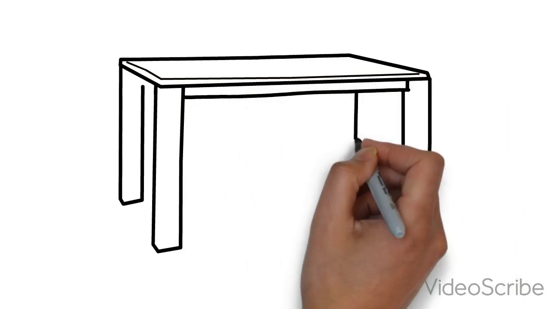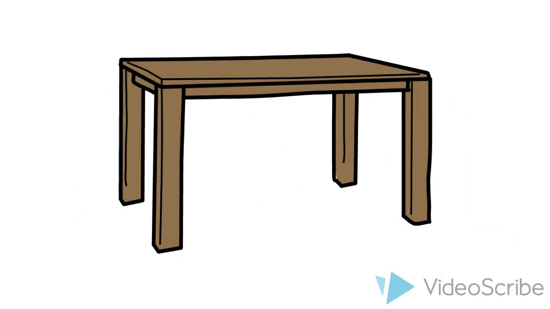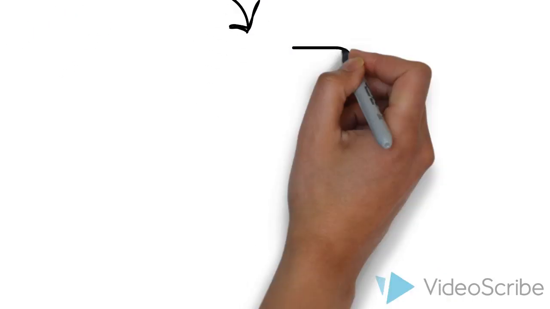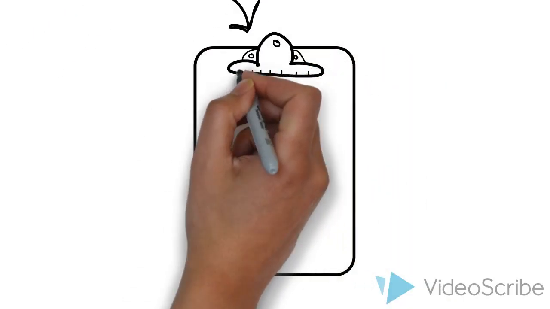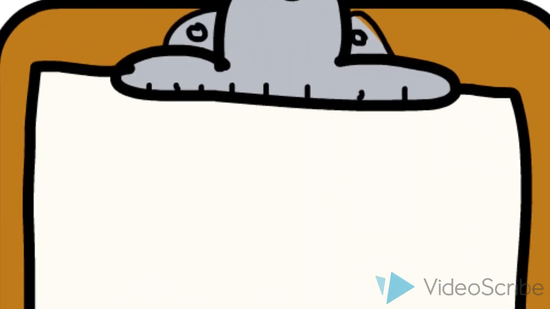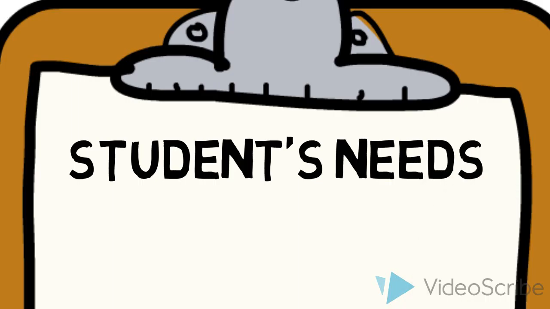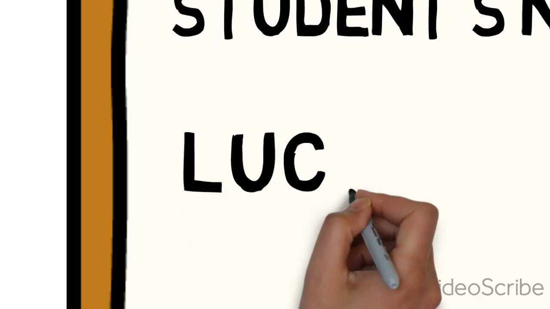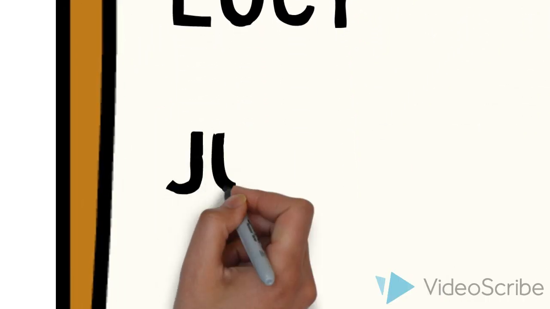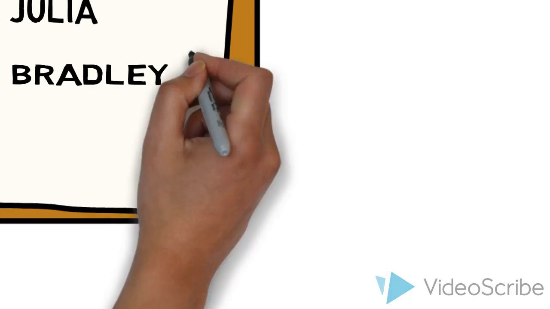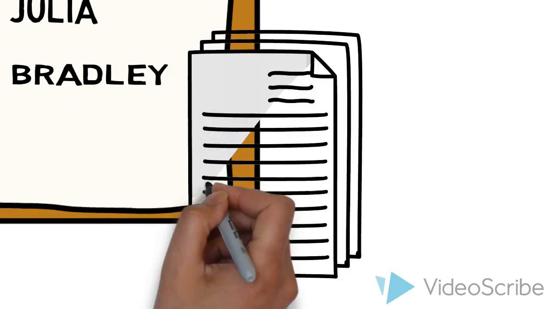For preparing for the lesson, he will first have to look at the accommodations that may or may not be needed for his students with disabilities. His students with disabilities are Lucy, Julia, and Bradley. Lucy, Julia, and Bradley all have a 504 or an IEP plan.